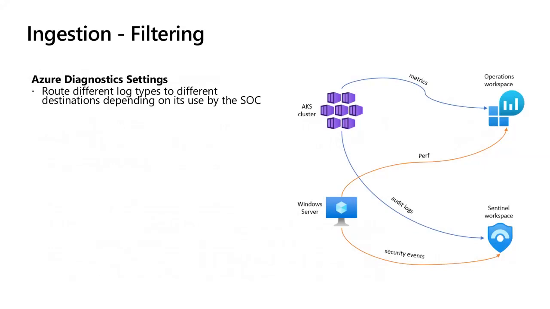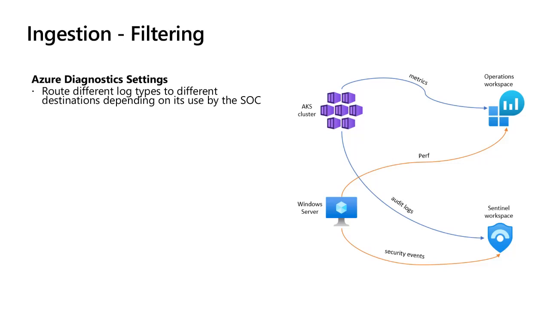The second thing about ingestion, and we talked about filtering, right? Depending on what type of resource you're ingesting from, you might have different options in terms of filtering. So, for example, Azure Diagnostic Settings. This allows you to route different log types to different destinations.